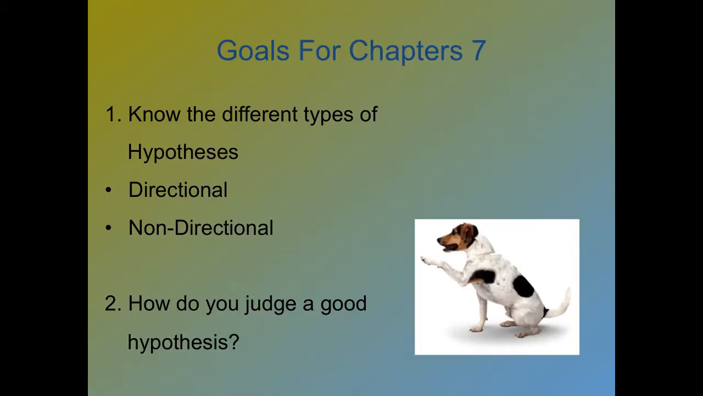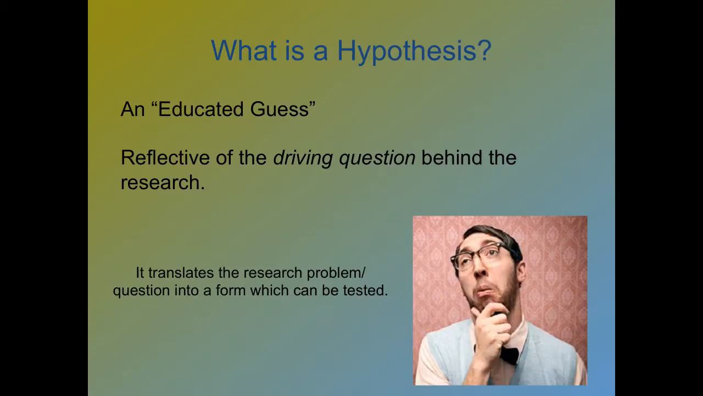So, our goals for today. First of all, we're going to cover what is a hypothesis, what are the different types of hypothesis. We're going to talk about things like the null, the research. We're going to talk about directional and non-directional. And then finally, we're going to talk about what criteria, how do we judge, how do we evaluate a hypothesis? Because we want to form a good hypothesis. So let's get started.